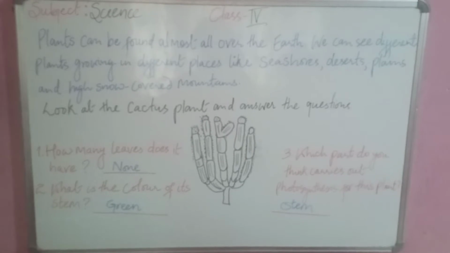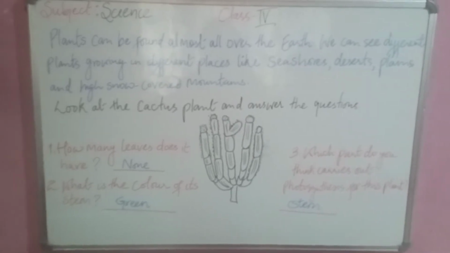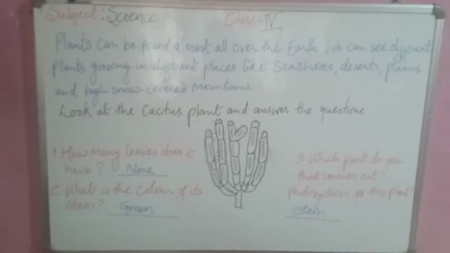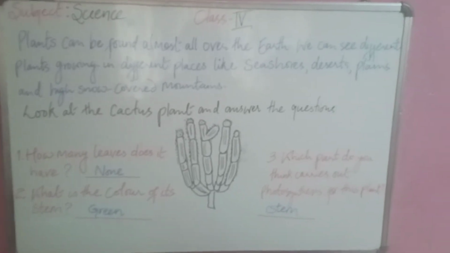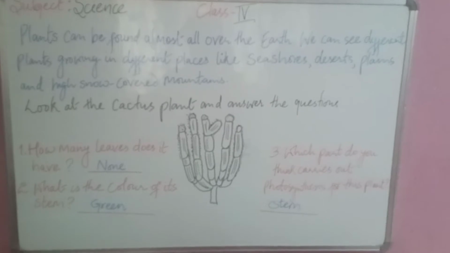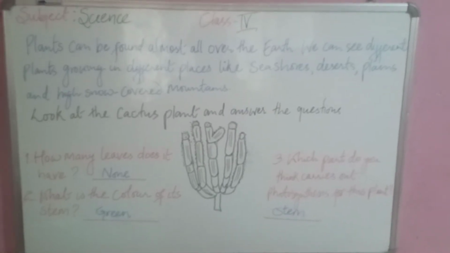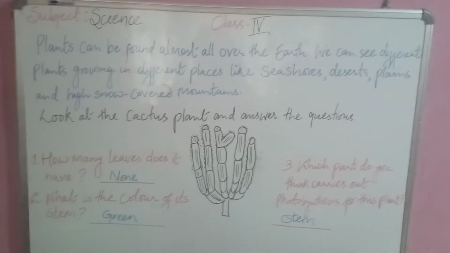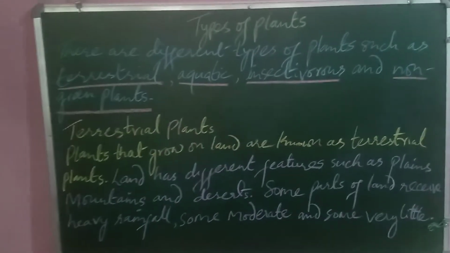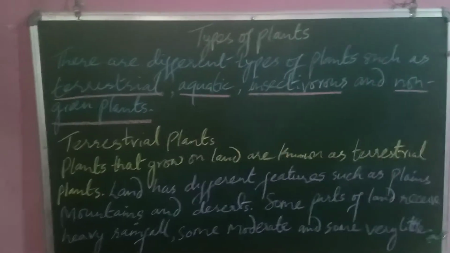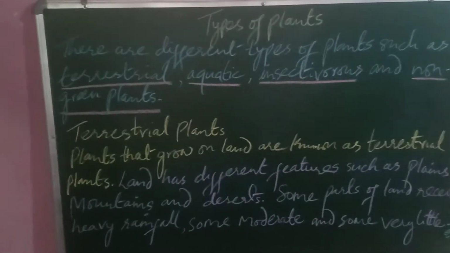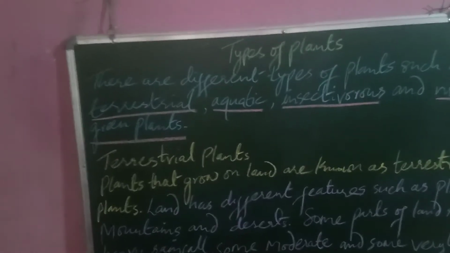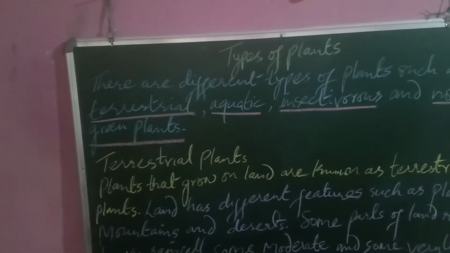Okay, and then which part do you think carries out photosynthesis for this plant? So you have to write stem. Okay, moving on. So types of plants. There are different types of plants such as terrestrial, aquatic, insectivorous, and non-green plants.